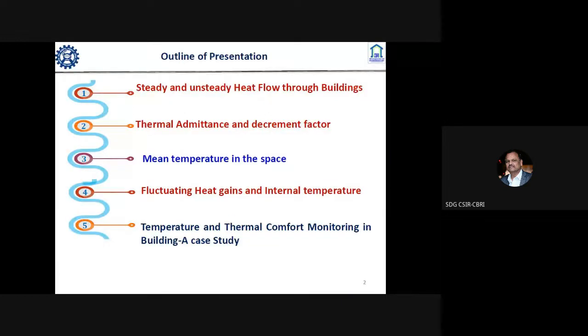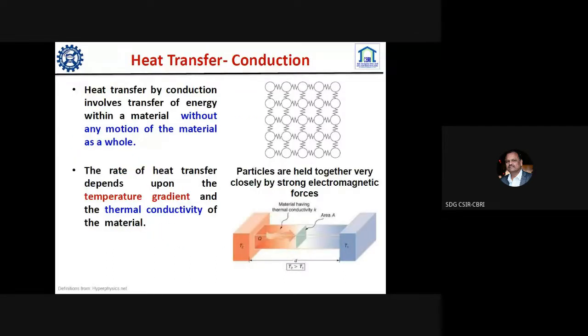This is the outline of my presentation: the steady and unsteady heat flow through buildings, thermal admittance and decrement factor, mean temperature in the space, fluctuating heat gains and internal temperature. And then I'm going to present the case study where temperature monitoring and thermal comfort monitoring were done. So start with the introduction.